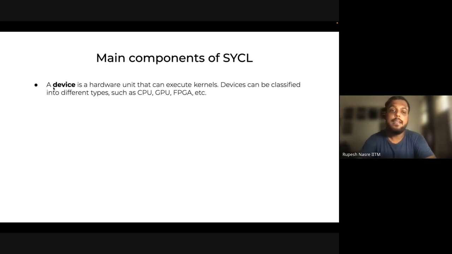The first component is a device. A device is just a basic hardware unit. It can be a CPU, GPU, or FPGA. We have discussed it multiple times. A device is something which can execute functions, or we can say which can execute kernels. What is a kernel? A kernel is a function which can execute in parallel by the threads.